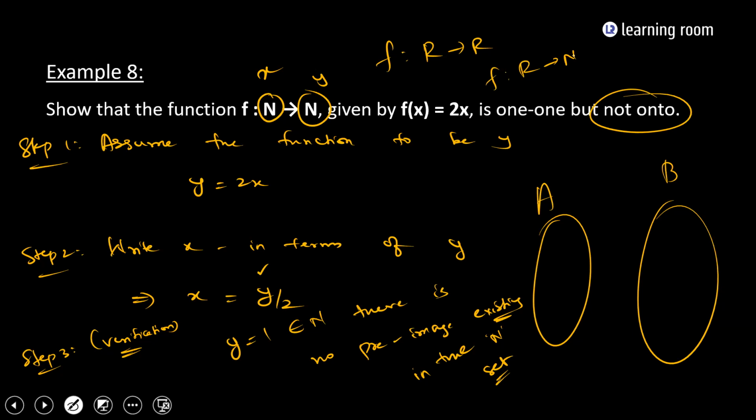In the place of y, onto. Sir, but R to N is not even a function, right? In this case. Sir, because there are many elements in R which are not mapped. Oh, sorry. I forgot about it. Yes. So it's not a function, but wait.